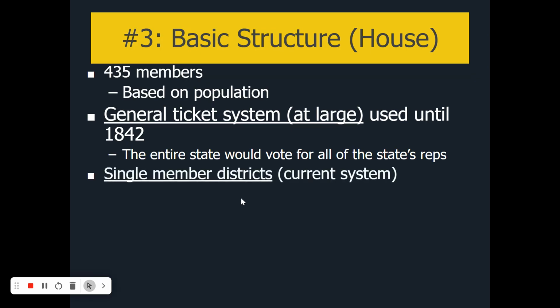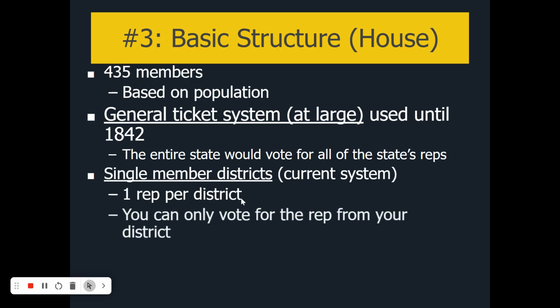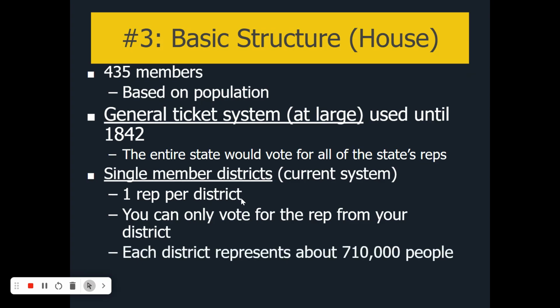This changes after 1842. Now we have what's called single member district systems, where instead of the entire state voting for representatives, just people in a particular part of the state get to select your representative. There's one representative per district. You're only able to vote for one person, the rep from your district. The idea is that today, each district is going to have about 710,000 people in it.